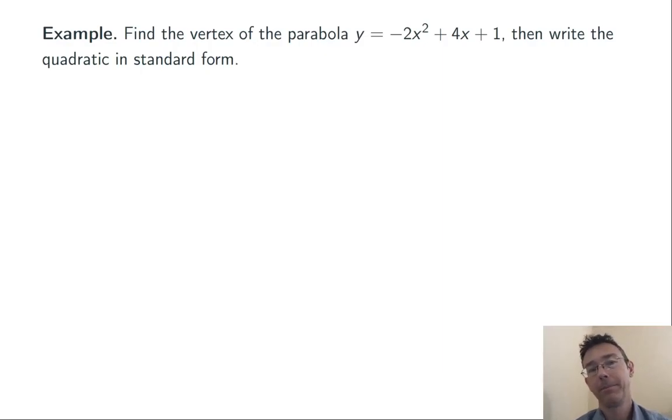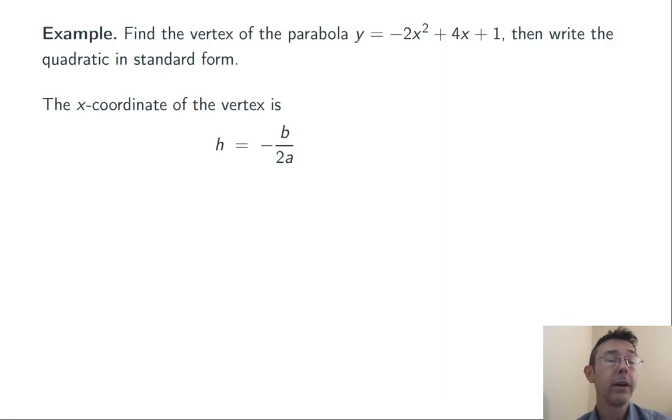Let's do an example. Find the vertex of the parabola y equals negative 2x squared plus 4x plus 1, and then write the quadratic in standard form. By the way, I already know that this parabola is going to open downward because that leading coefficient is negative. So let's find the x-coordinate of the vertex. h equals negative b over 2a.